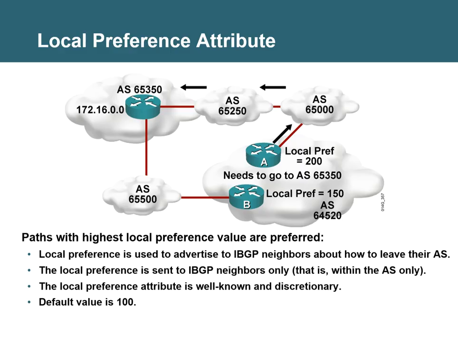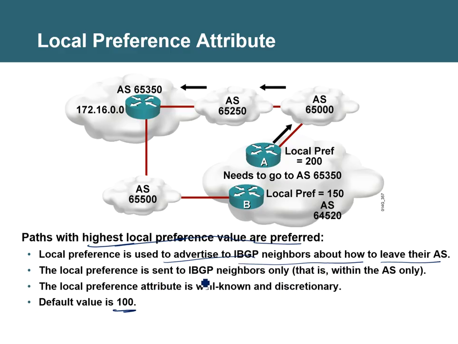Local preference is for the entire autonomous system to say which is the best exit. Weight is to tell that router where you have configured the best exit. Totally different. So local preference by default is 100. Higher is preferred. Highest local preference value is preferred. Local preference is used to advertise to IBGP neighbors about how to leave their autonomous system.